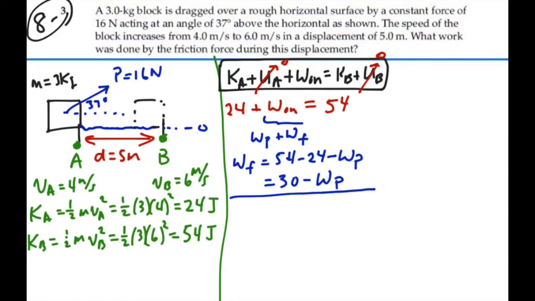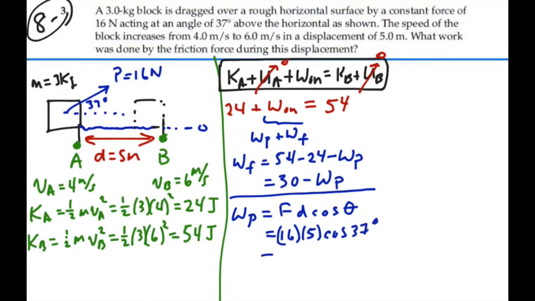Nice to know. So if I knew what the work done by P was, I would find out the work done by friction. Well, the work done by the force P is the force times distance times the cosine of the angle between the two. In this case, the force is 16 newtons, the distance is 5 meters, and the angle between the two directions is 37 degrees. So if I calculate that, I get 63.9 joules. So the work done by P is 63.9 joules.